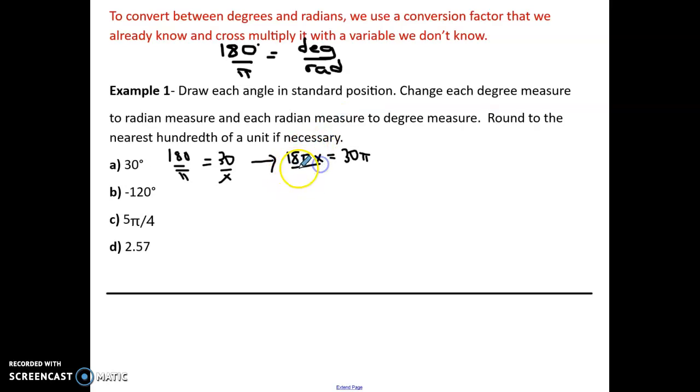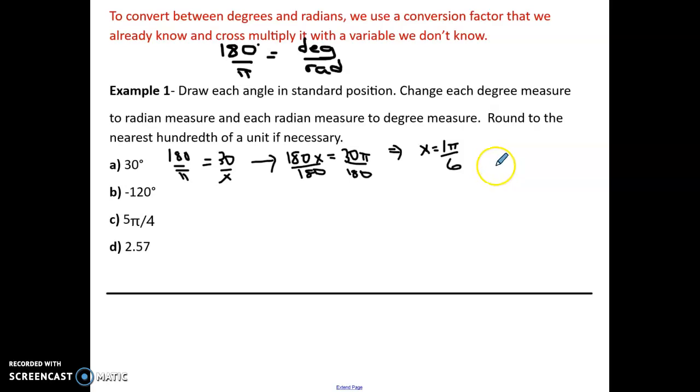So we would divide out the 180, and we're going to keep this as a fraction. So we'll end up with x equals 30 over 180, but 30 over 180 can reduce to 1 over 6, and the pi would go along the top with the 1, so it'd be 1 pi over 6.